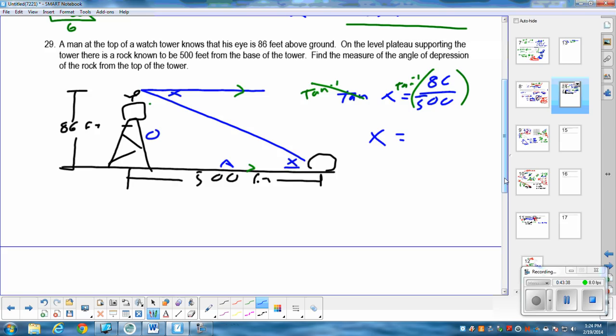This gives us x is approximately a 9.8 degree angle of depression if you're looking at the dude in the tower, or angle of elevation if you're looking from the perspective of the rock.